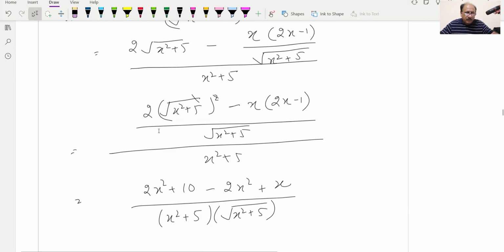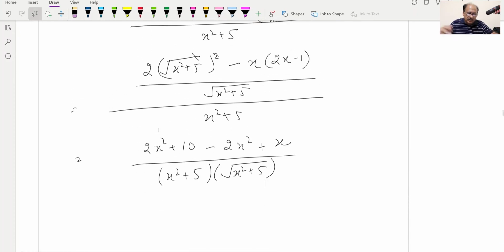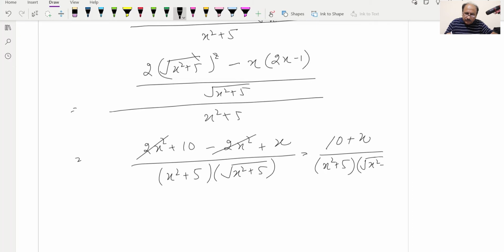Now next, we can simplify this. 2x squared and minus 2x squared will be cancelled, and this will be 10 plus x, 10 plus x over x squared plus 5 under square, and under root will be x squared plus 5. This will be our dy by dx.